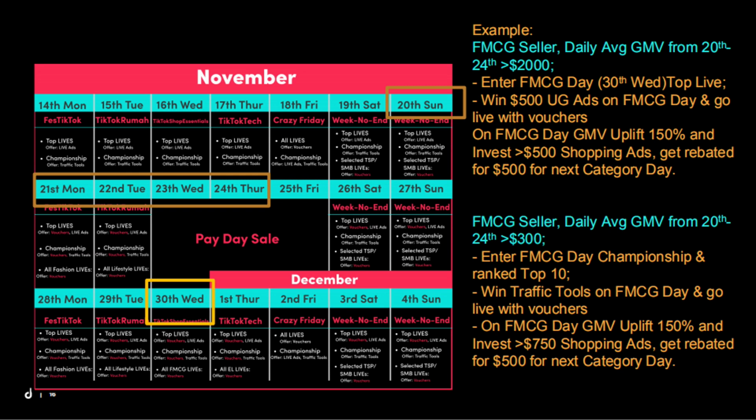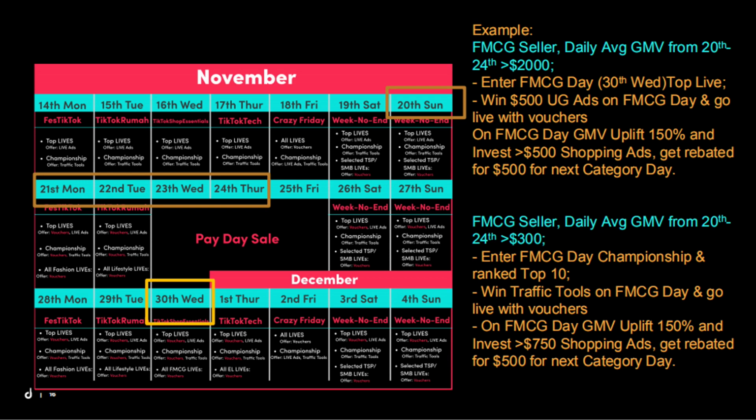So for example, if I am an FMCG seller, and on November 30th, the Wednesday, is FMCG day, like here marked on the calendar. All I have to do is go live from 20th November to 24th November, which is 10 to 5 days ahead of the Wednesday 30th. So this period lasts for 5 days.